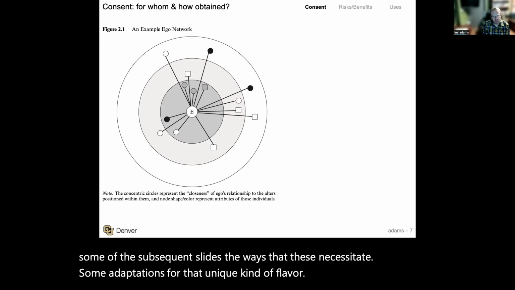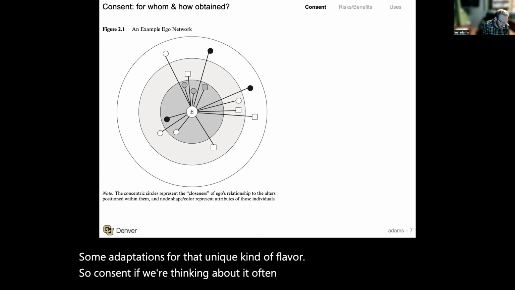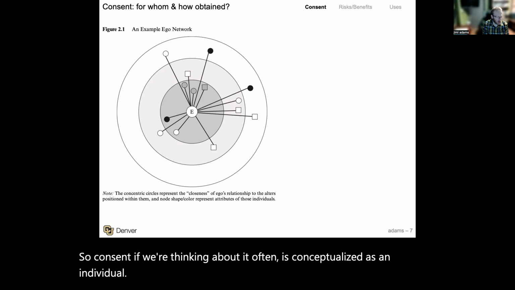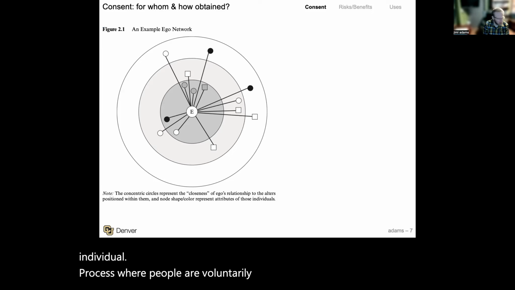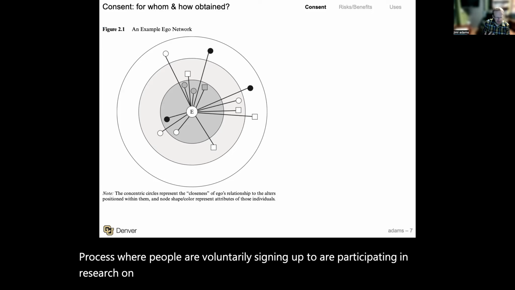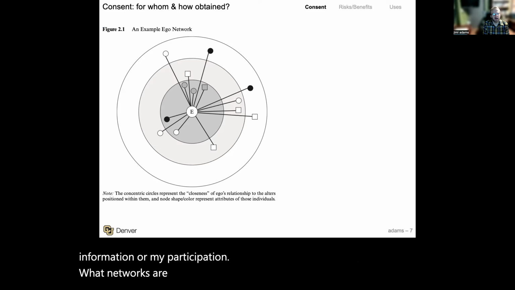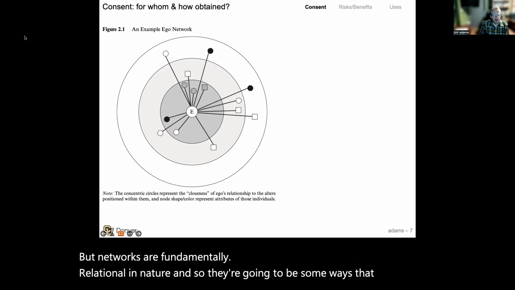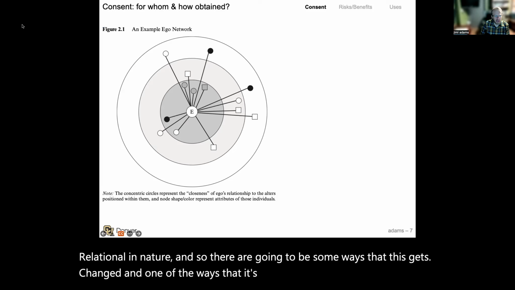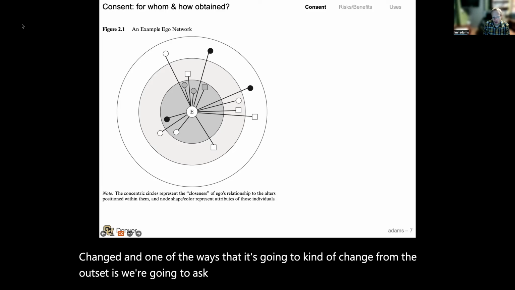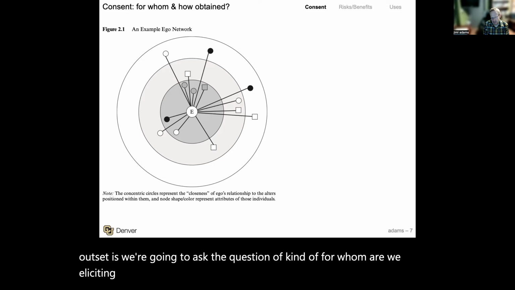So consent often is conceptualized as an individual process, right, where people are voluntarily signing up to or participating in research on their own behalf. They're saying, I am willingly giving you my information or my participation. But networks are fundamentally relational in nature, and so there are going to be some ways that this gets changed. And one of the ways that it's going to change from the outset is we're going to ask the question of for whom are we eliciting consent when we're conducting network research?